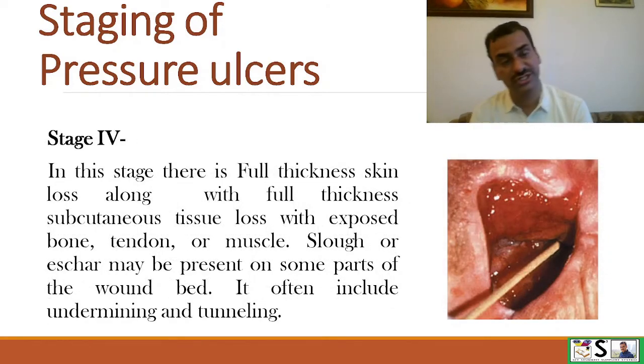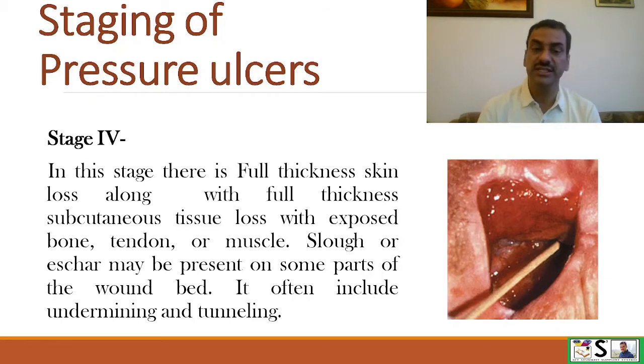And in stage 4, there is full thickness skin loss along with full thickness subcutaneous tissue loss with exposed bone, tendon and muscles. Slough and scar tissue may be present on some parts of the wound. It often includes undermining and tunnel formation.